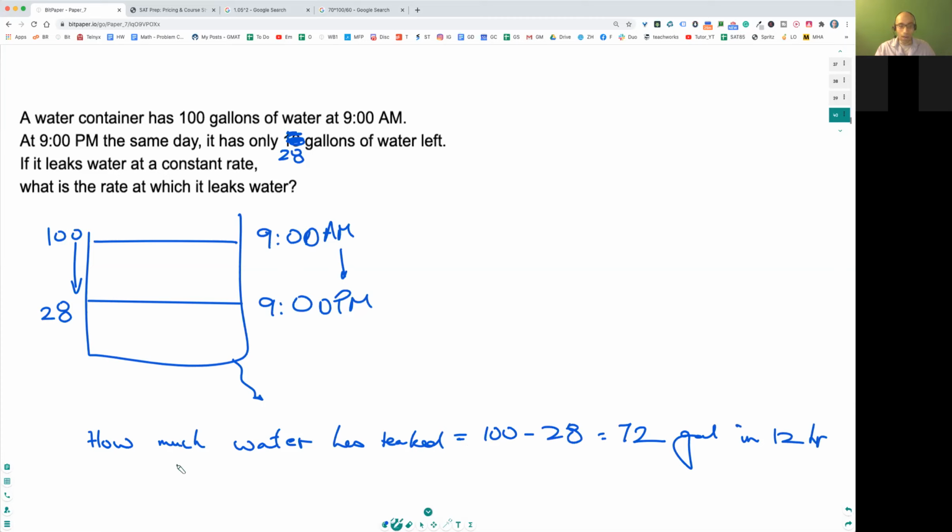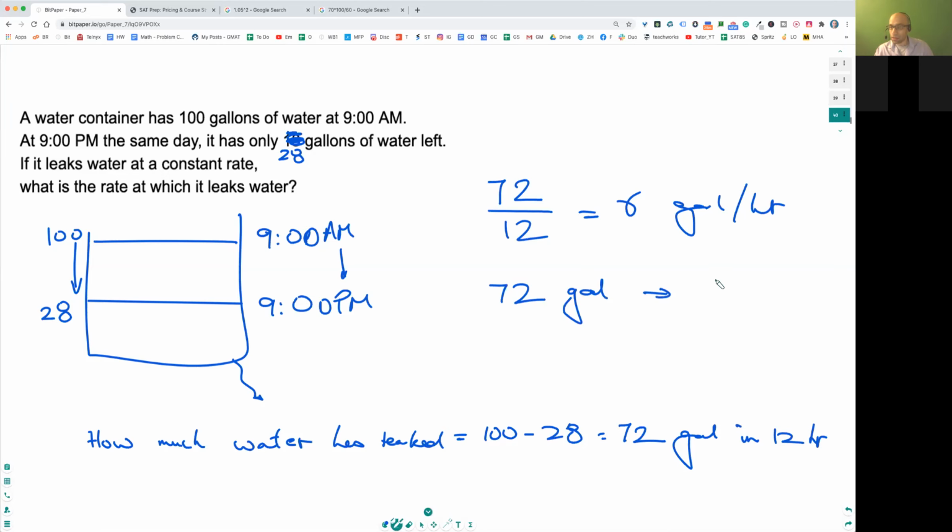So in 1 hour, how much has leaked out? You can calculate this way. If you know the unit rate concept, you can just do 72 over 12, which is 6. So 6 gallons per hour. But you can also think about it this way. The same thing that I told you, the cross multiplication, if you have difficulty thinking about it: 72 gallons, 12 hours, x gallons, 1 hour. And then you do the cross multiplication. Remember, you don't need all of these units now.